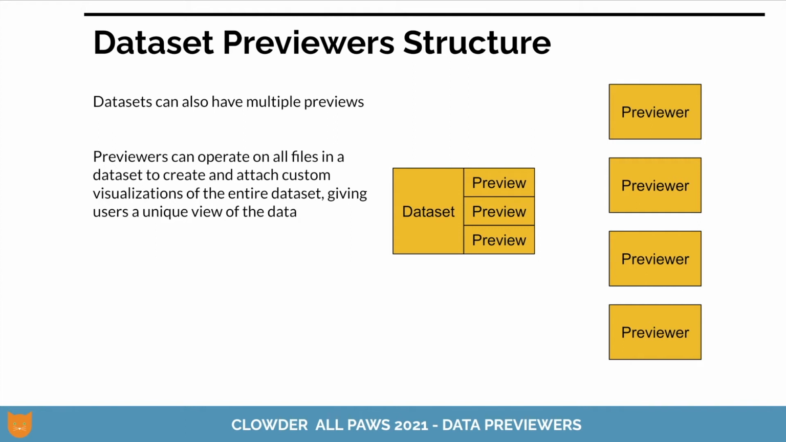Dataset previewers will operate on all of the files in the dataset to produce previews. Datasets can have multiple previews attached to them just as the files can. In fact, both of the dataset previewers that we saw previously could be used to describe the same dataset.